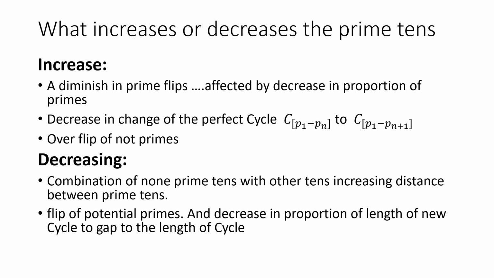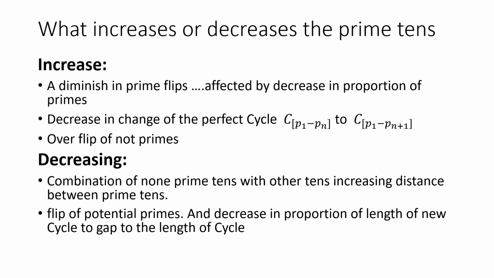What decreases and increases the prime terms? A diminishing in flips affected by decreasing proportion of primes. Decreasing change of the perfect cycle to the next perfect cycle. We're going to study that in the next slides.